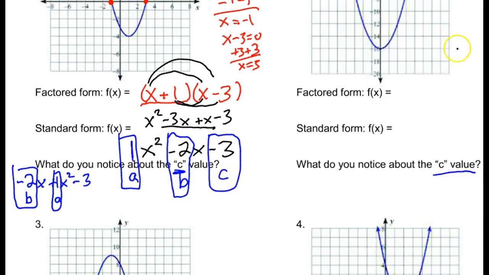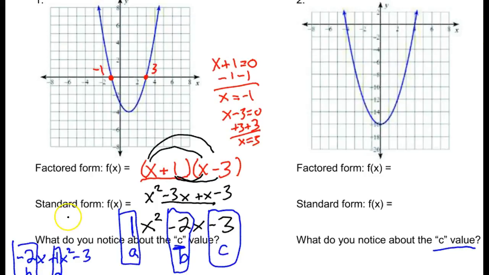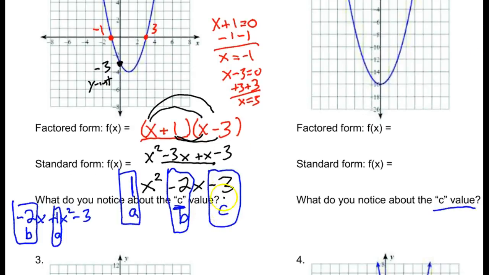All of these ask the question, what do you notice about the c value? I've already kind of touched on this. Where is -3 on this graph? On the y-axis, that is. Here's the y-axis right here. Go down to -3, and it's the y-intercept. So the only little bit of information we're going to get out of today is that the c value is the same as the y-intercept.